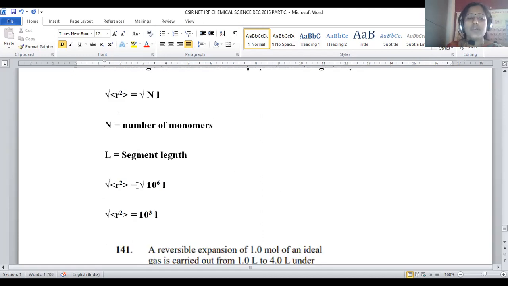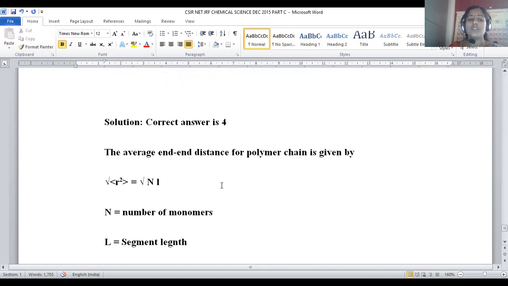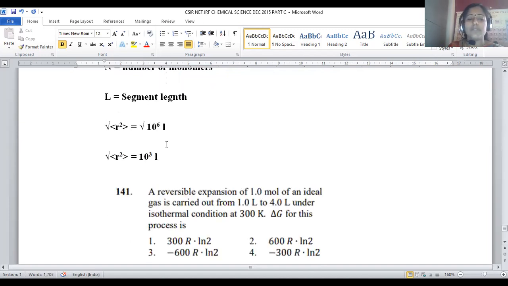Now let us put in whatever values we have. How many monomers are given within the problem? The polymer consists of 10 to the power 6 monomers, so that N value is 10 to the power 6. Under root R square is equal to under root 10 to the power 6 L. Then root of 10 to the power 6 is nothing but 10 to the power 3 L. So under root R square is equal to 10 to the power 3 L. So this is the correct answer.